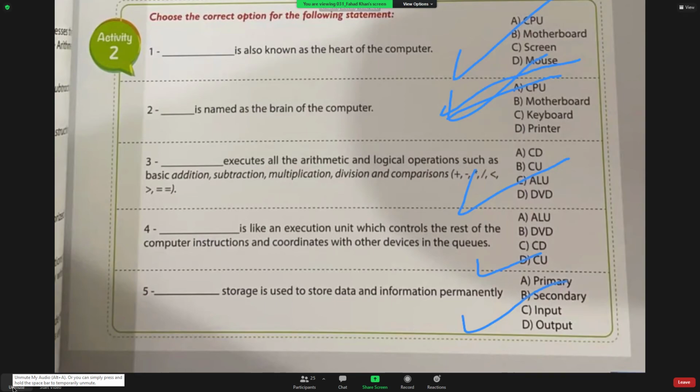Okay, alhamdulillah. If anybody doesn't understand anything, you can message me personally, or you can mention it in the group directly, wherever you want. Yes, Al-Walid, you want to ask something? Number 3 was ALU, right? Number 3 was ALU, yes.